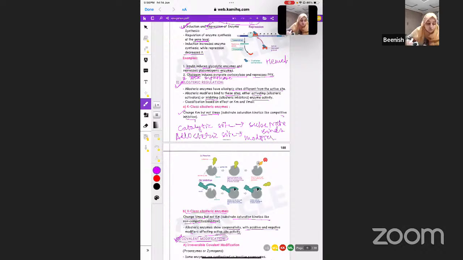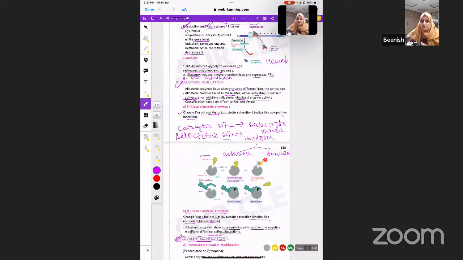Now, this modifier can either be an activator, like it says here, or it can be an inhibitor. If a modifier binds in the allosteric site and, due to binding of that modifier, the enzyme becomes active, then it is known as an activator. And if the modifier binding in the allosteric site makes the enzyme inactive, then it is an inhibitor. Depending upon the modifier, you have two types of allosteric regulation, allosteric activation and allosteric inhibition.